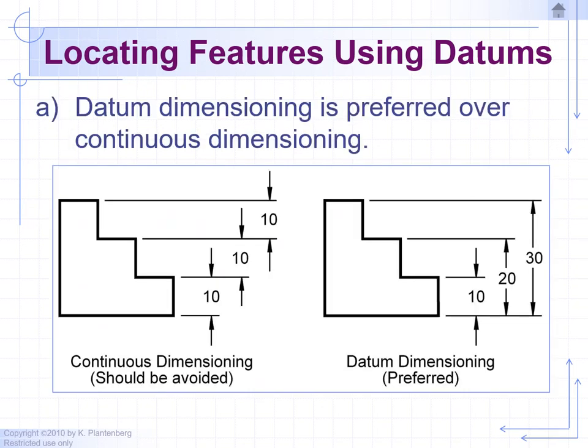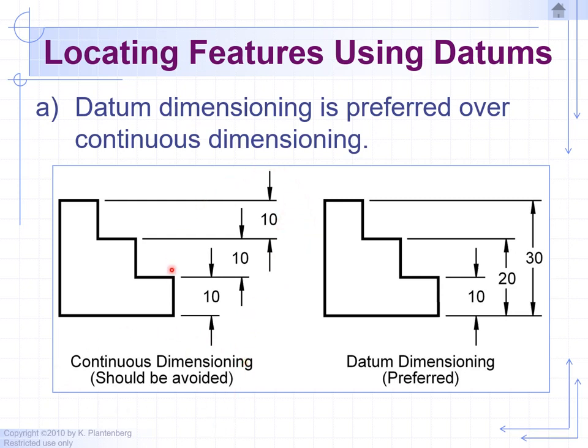Next slide. Okay, let's look at different ways of dimensioning. Datum dimensioning is preferred over continuous dimension. Okay, so the first one is showing us continuous dimension. Okay, so if you look at the base, and we dimension step by step, each step is 10 units in height. This is referred to as continuous dimension, and this should be avoided.